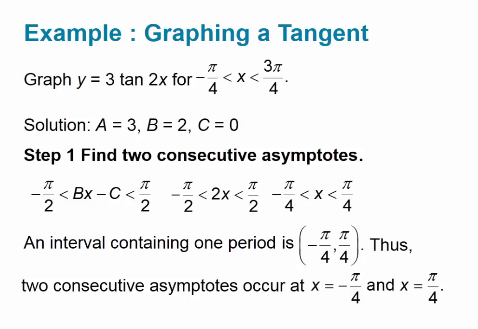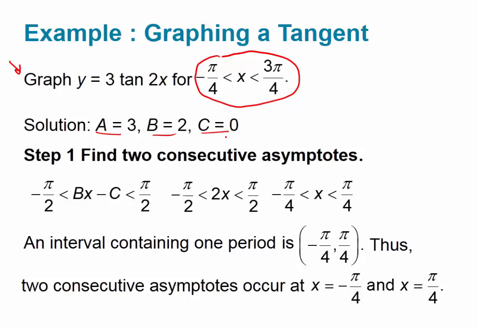All right, let's take a look at an example now of graphing the tangent. So we want to graph this tangent here, y equals 3 tangent of 2x, and they want us to graph it on this interval from negative pi over 4 to 3 pi over 4. Okay, so first thing we do is we take a look and we get our a, our b, and our c.